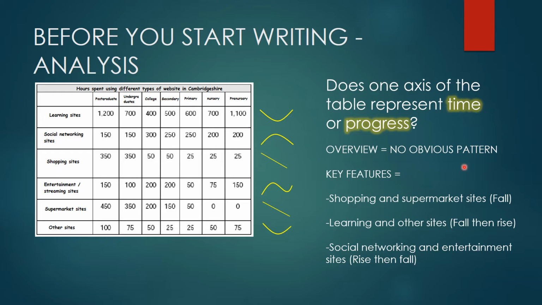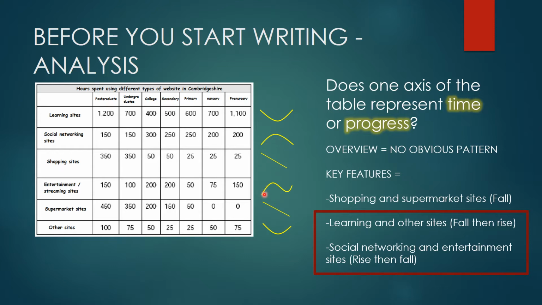Okay, we've got three key features. We're going to need to report two of these key features together in the same paragraph. By looking at the patterns they follow, the most obvious way to do this in this table is to report the two patterns which are opposite to each other. Learning and other sites fall and then rise. Social networking and entertainment sites rise and then fall.